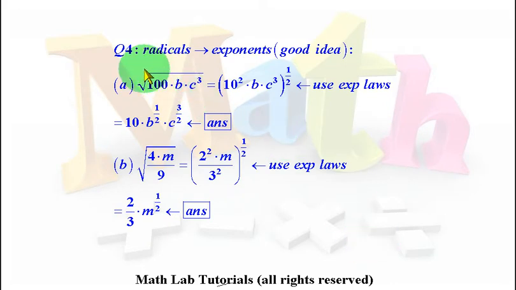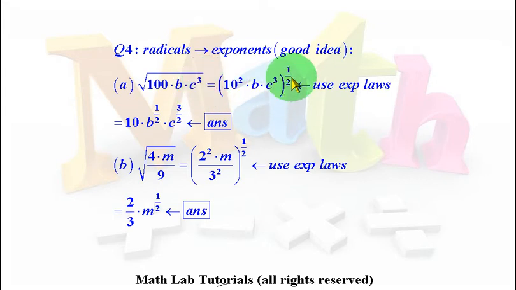And we're now going to be practicing going from radicals to exponents, which is a good idea. And let's see how that would go. Let's look at Q4a. We have the square root of 100 b c cubed. Now the square root converts as a power of 1/2, and 100 can be written as 10 squared, a perfect square. B, you have to leave it alone. And then we have a c cubed.